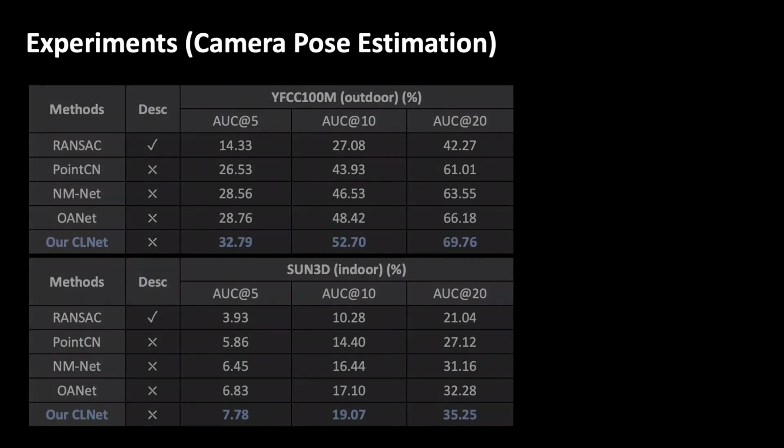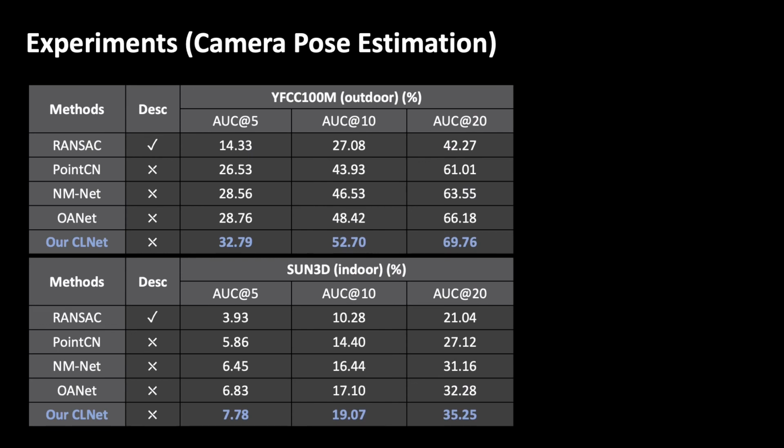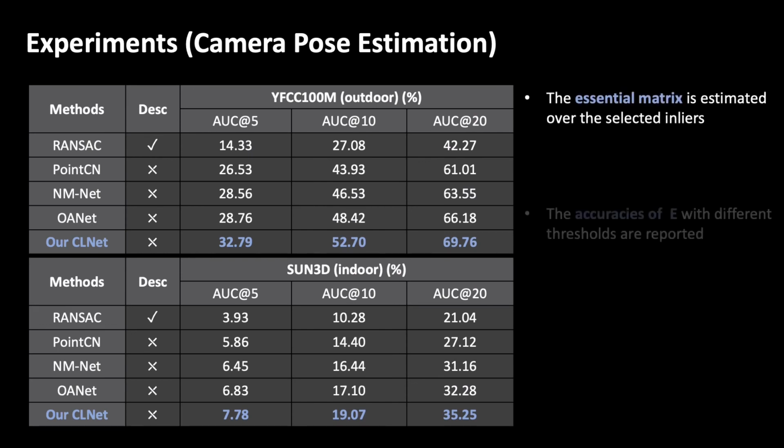For the task of camera pose estimation, we estimate the essential matrix over the selected inliers. The accuracies of the matrix with different thresholds are reported. Compared with previous works, our method achieves much better results on 2 datasets.